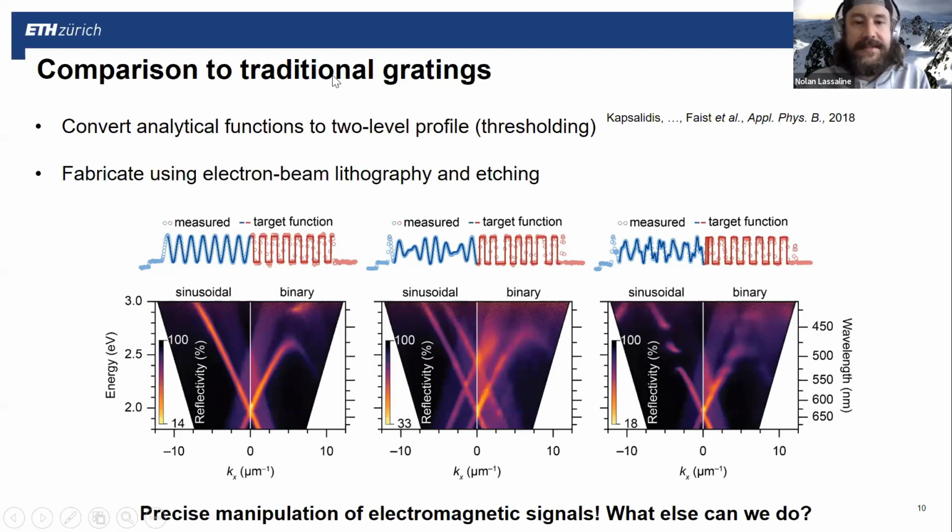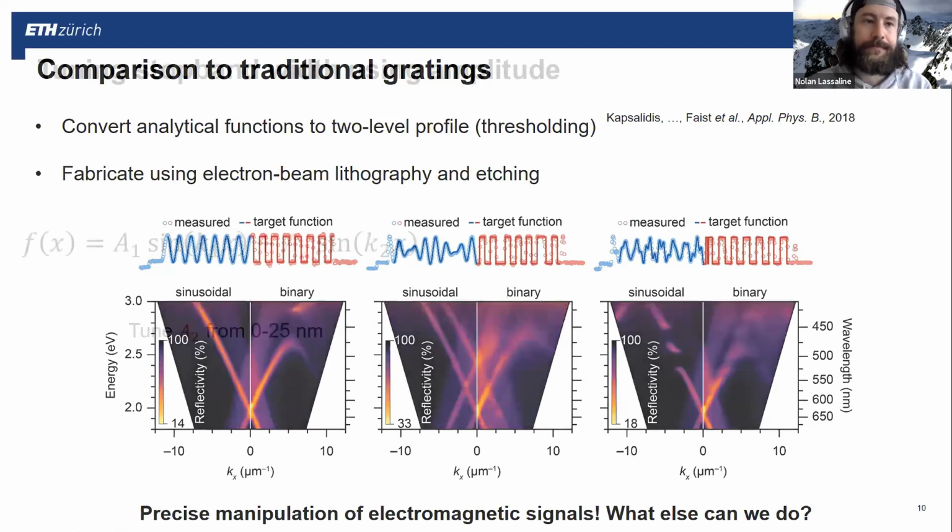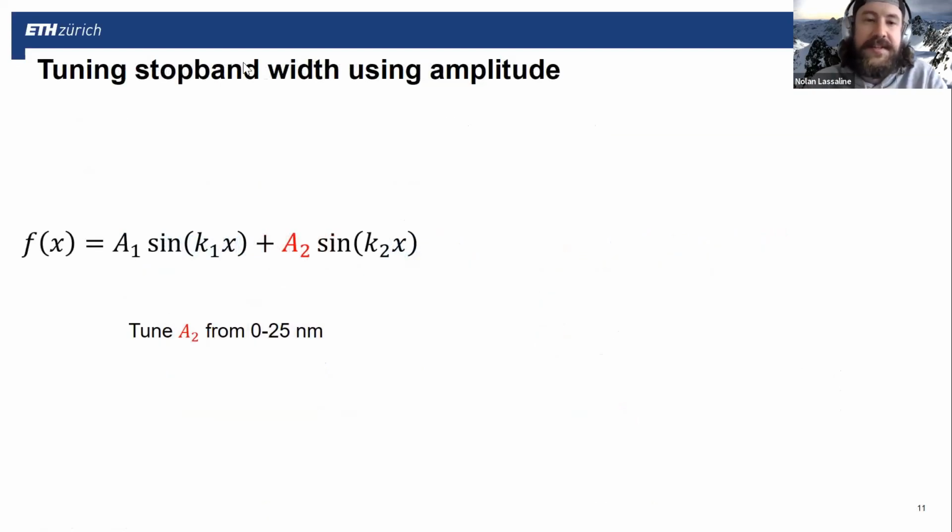And so what this shows us is that with our Fourier surfaces, we can precisely manipulate electromagnetic signals in some way that we would like to take advantage of. And we can do this relatively easily based on Fourier mathematics. And now that we can simply do this, the question is, what else can we do? One thing we can do is, with these stopbands, which are important for many applications, we have free control over the width of these stopbands.